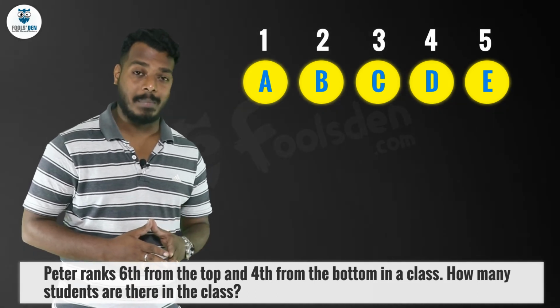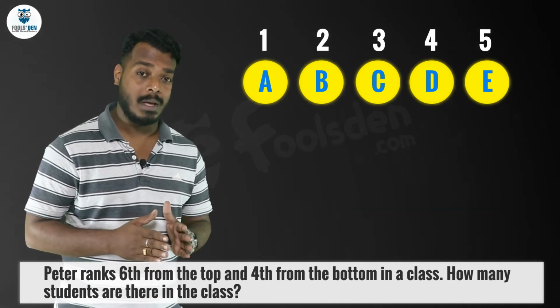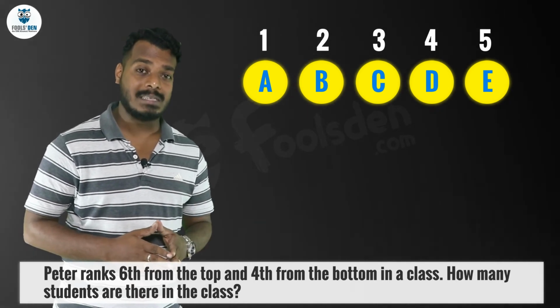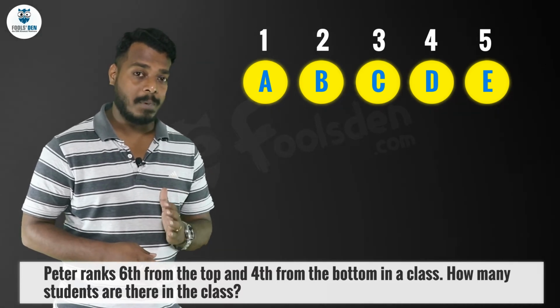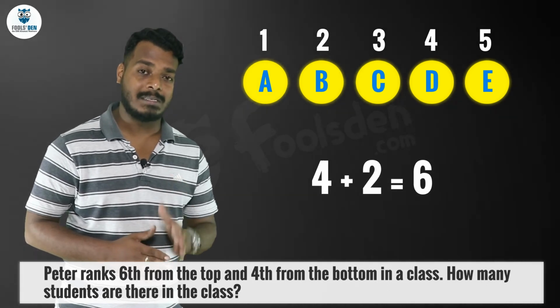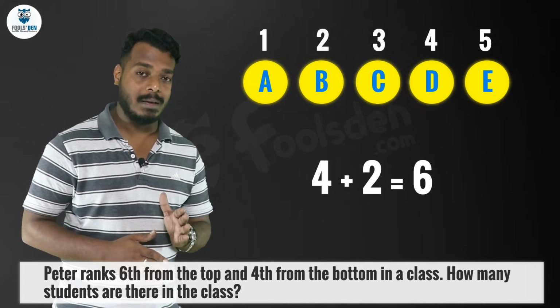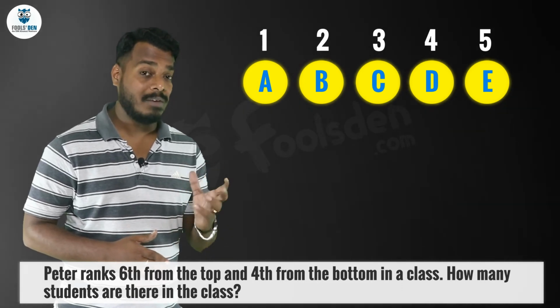Let's take one more example. Let's take the case of say D. D's rank from the top is 4th and his rank from the bottom is 2nd. So if you add the top rank 4 and the bottom rank 2, the sum will again be 6, which is 1 more than the total number of students in the class. It will happen with every student.